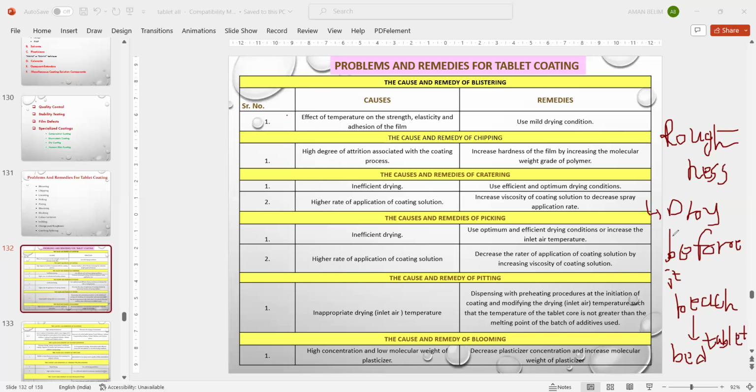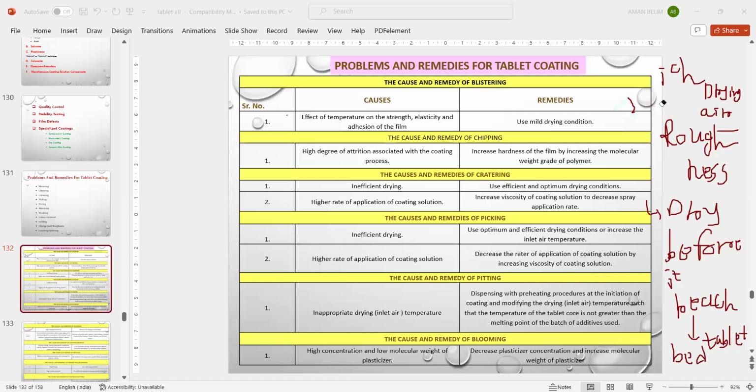It will get dry before it reaches the tablet bed. And this is because of the high temperature of the drying air. So because of the high temperature of the drying air, the roughness problem occurs.